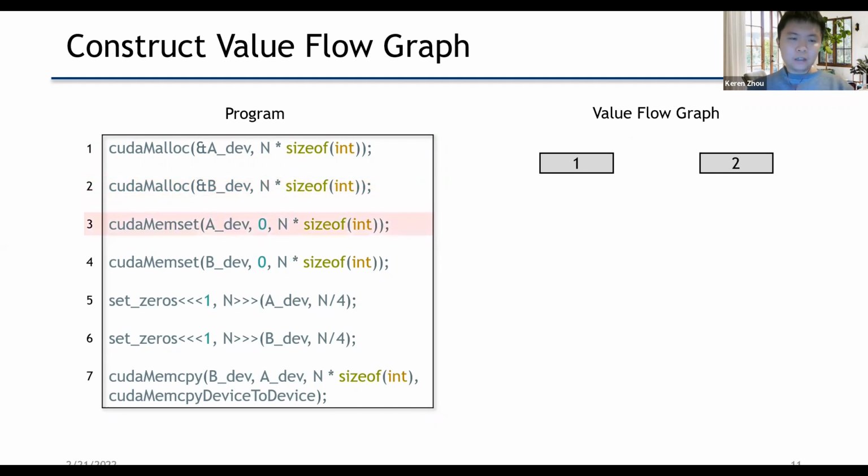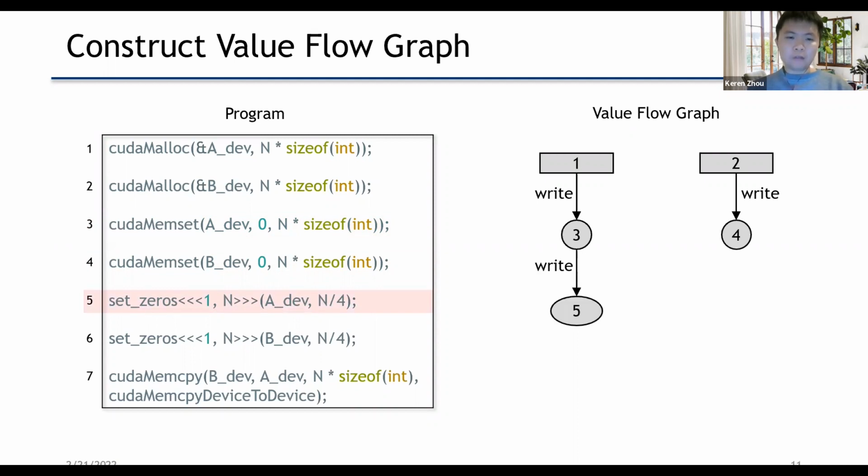Then at line 3, we use memset to set all the elements on array A as zeros. Since array A was first allocated by operation 1, we insert an edge that represents a write dependency between operation 1 and operation 3. Similarly, we insert another edge between operation 2 and operation 4. Next, we launch a GPU kernel that sets n/4 elements of A as zeros. So there is another write dependency between operation 3 and operation 5. Likewise, we insert an edge from 4 to 6 to represent another write dependency.